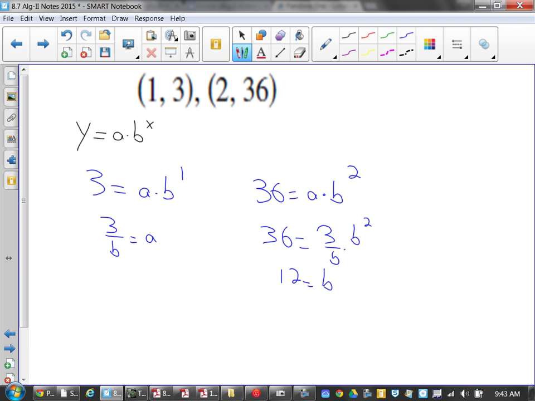Did you get 12 for B? Yay! And then you get 1/4 for A? Yay! And there's your equation. And no, I cannot simplify it as equal to 3 to the x. Are you sure? I am positive.